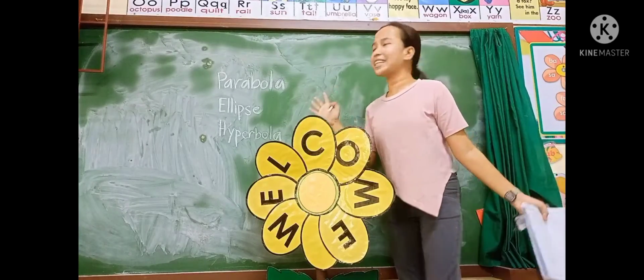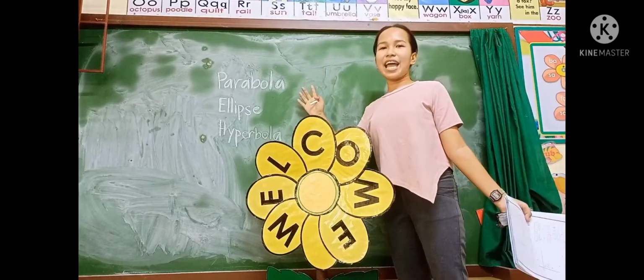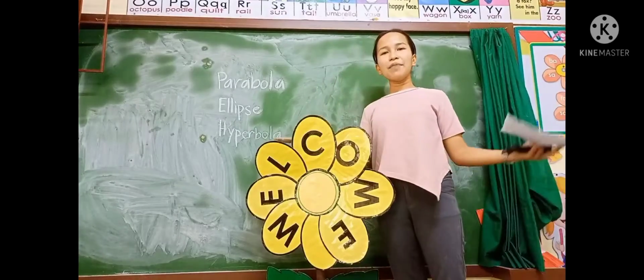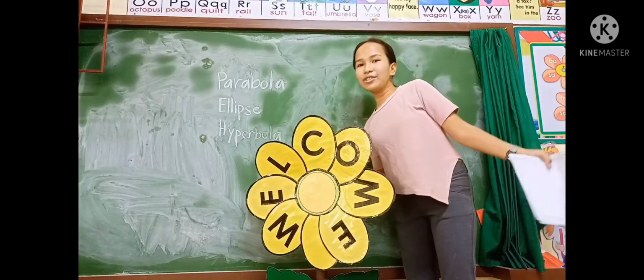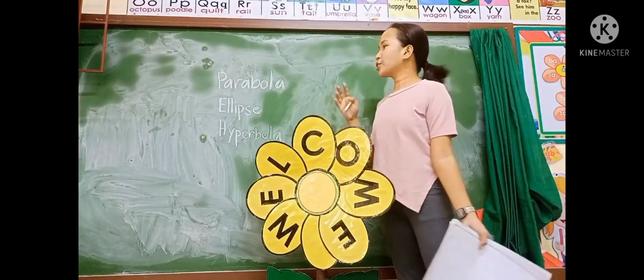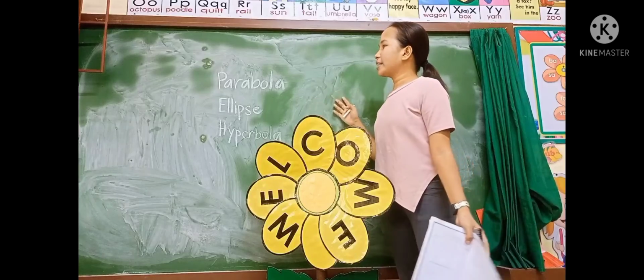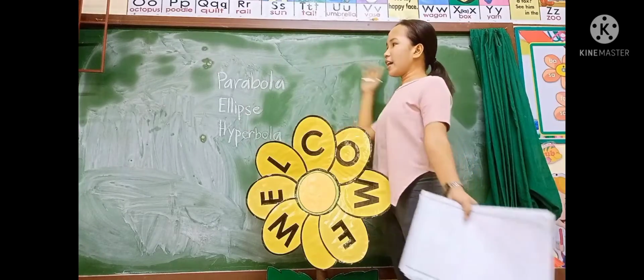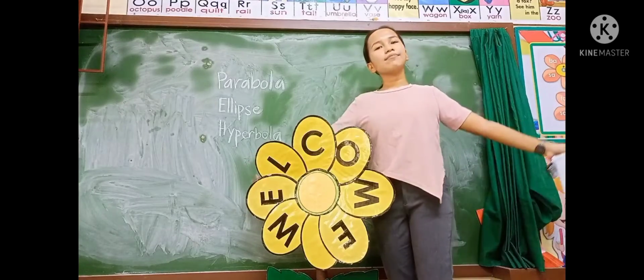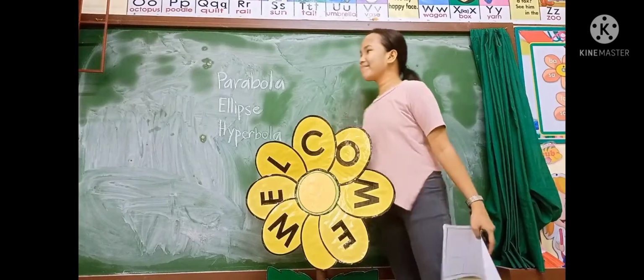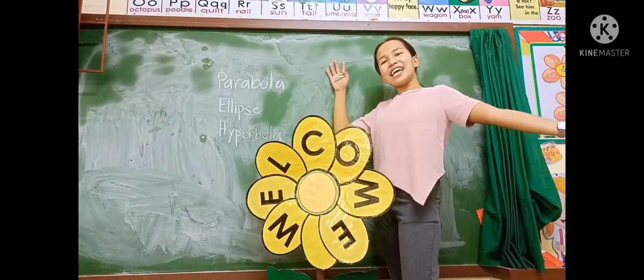So we have here the three types: Parabola, Ellipse, and Hyperbola. So I am here to give you some examples and share what I've learned about this family, about this Conic section. So without further ado, let's get started. Welcome to the Conic section.